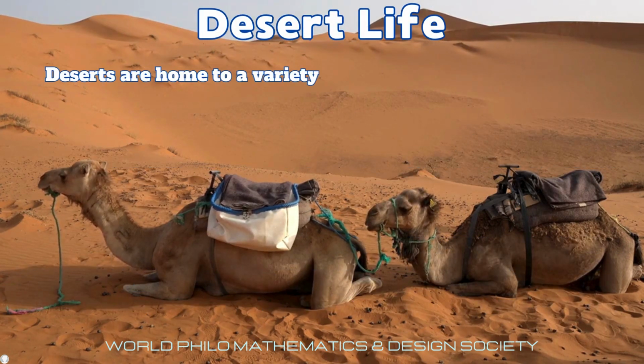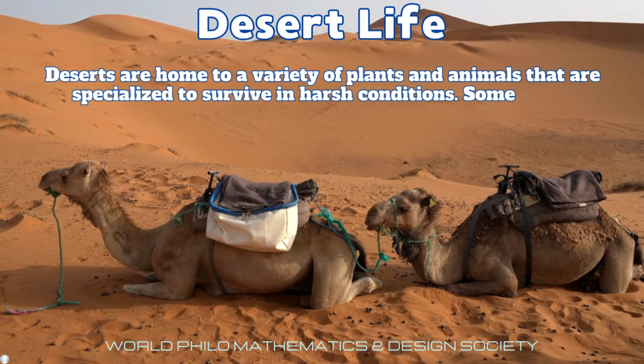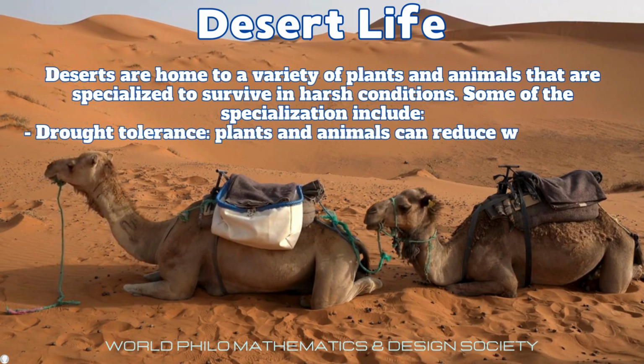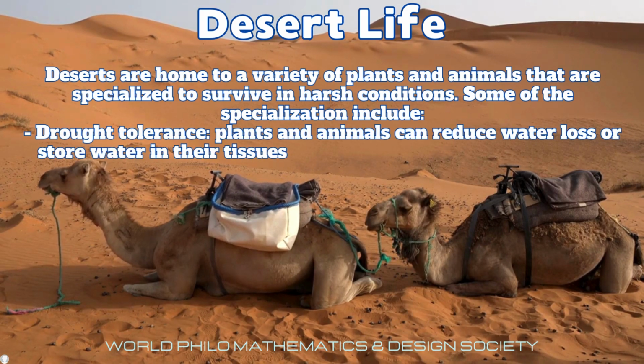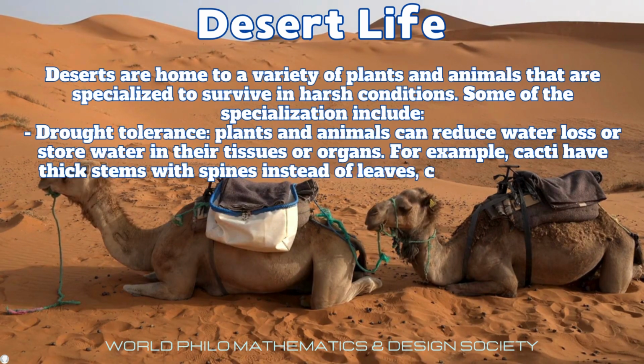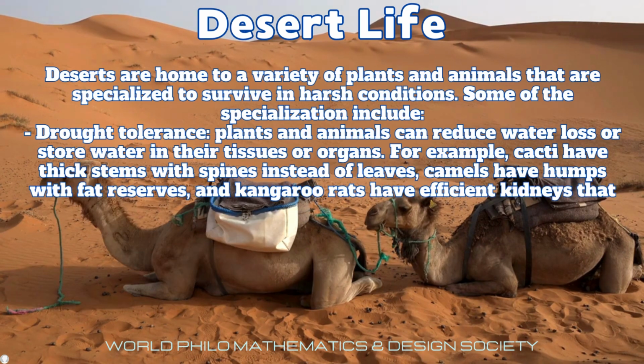Deserts are home to a variety of plants and animals that are specialized to survive in the harsh conditions. Some of the specializations include drought tolerance. Plants and animals can reduce water loss or store water in their tissues or organs. For example, cacti have thick stems with spines instead of leaves. Camels have humps with fat reserves, and kangaroo rats have efficient kidneys that produce concentrated urine.